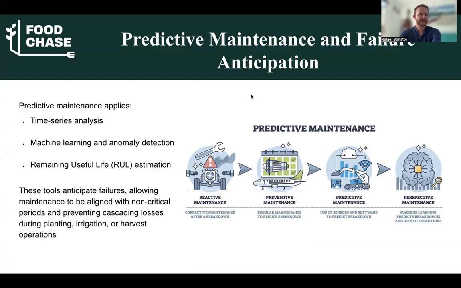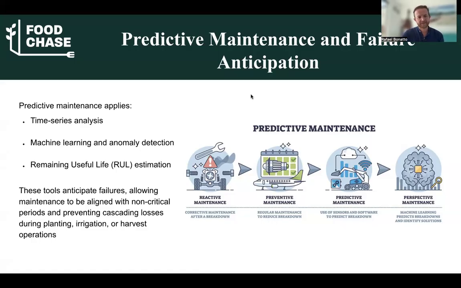Predictive maintenance applies time series analysis to understand what happened in the past and what the time series tells me might occur in the future, okay? Machine learning and anomaly detection. The machine learning helps you project different scenarios to understand what the problem would be in the future, and then you can act accordingly, okay?